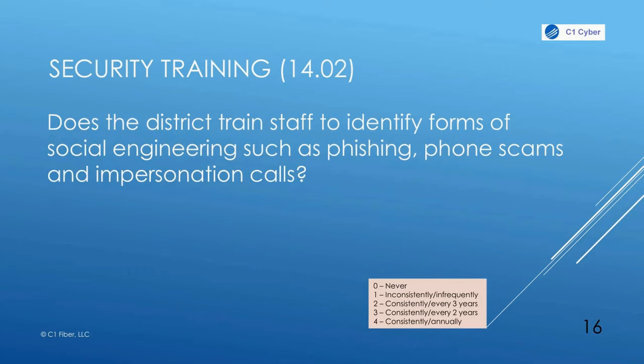Does the district train staff to identify forms of social engineering such as phishing, phone scams, and impersonation calls? Score 0 if these types of training are not provided. Score 1 if these types of training are provided inconsistently and/or infrequently. Score 2 if they are provided consistently every 3 years. 3 if they are provided consistently every 2 years. And 4 if they are provided consistently annually. Pause the video now in order to consider and record your answer before continuing.